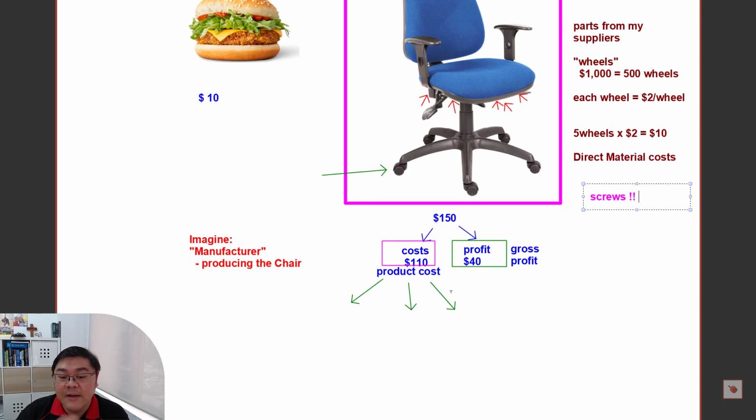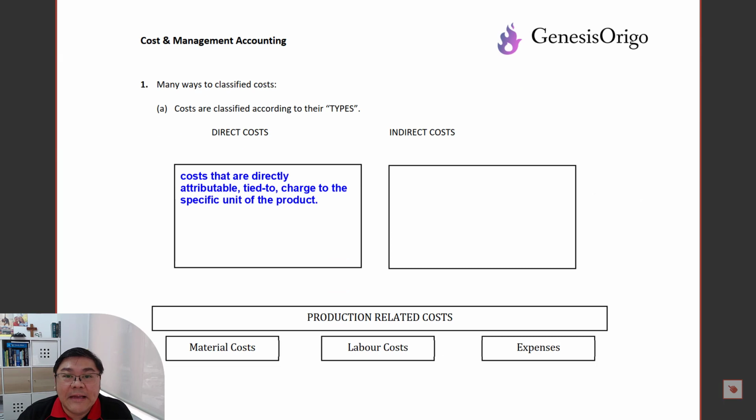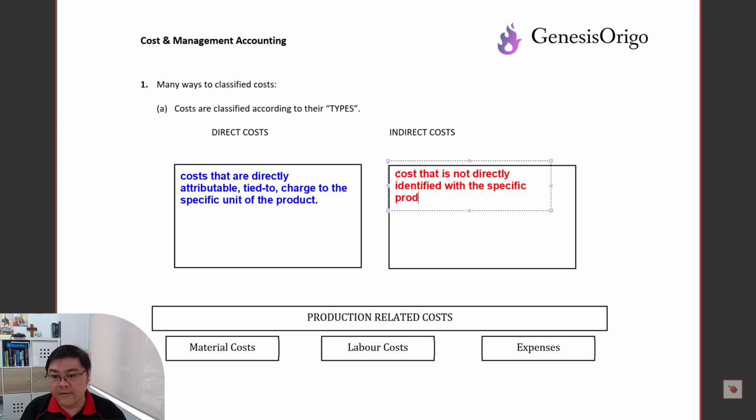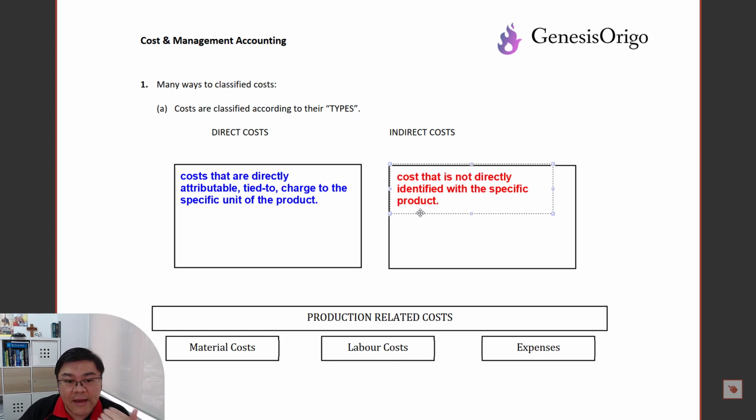Now, do you see the difference? So what is a direct cost and what is an indirect cost? We can say that an indirect cost is a cost that is not directly identified with the specific product. If it is not directly identified, it is not directly attributable.